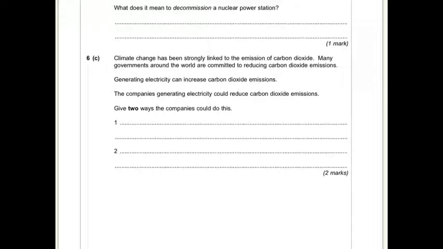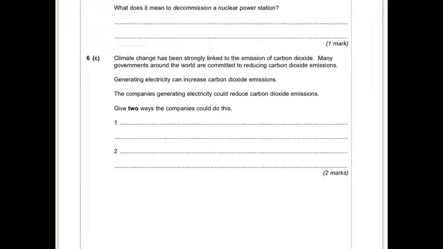Well, carbon dioxide mostly comes from fossil fuels. So you could say, reduce the use of fossil fuel power stations. Or you could say use more nuclear power. Or use more renewable energy sources. Or you could say make power stations more efficient. Or finally, you could say use carbon capture technology.